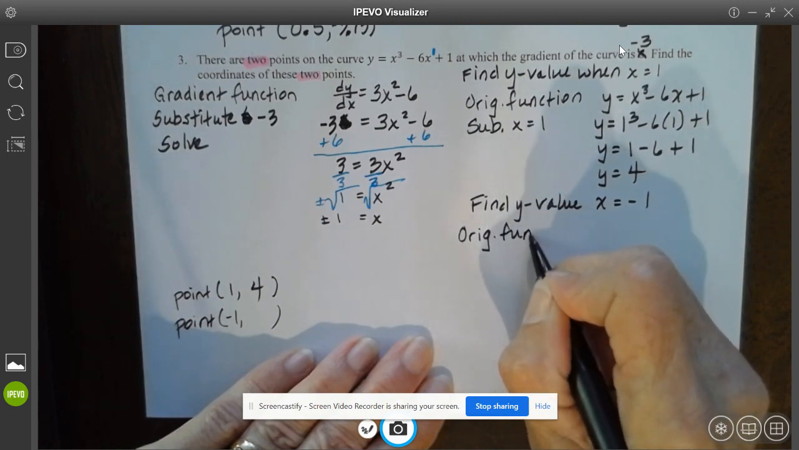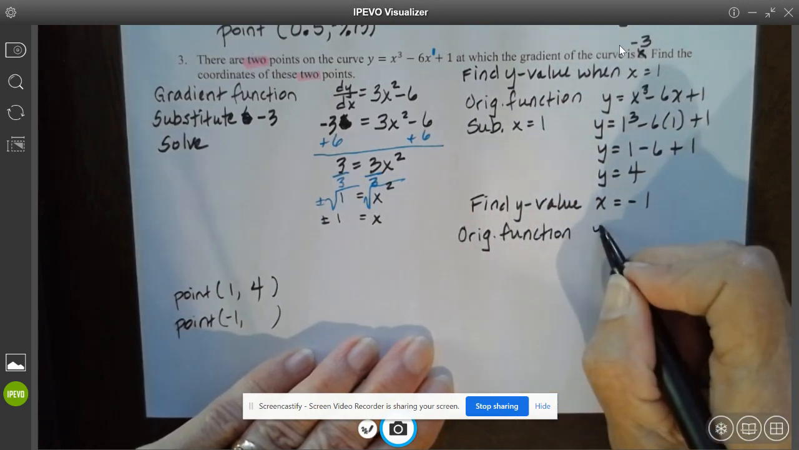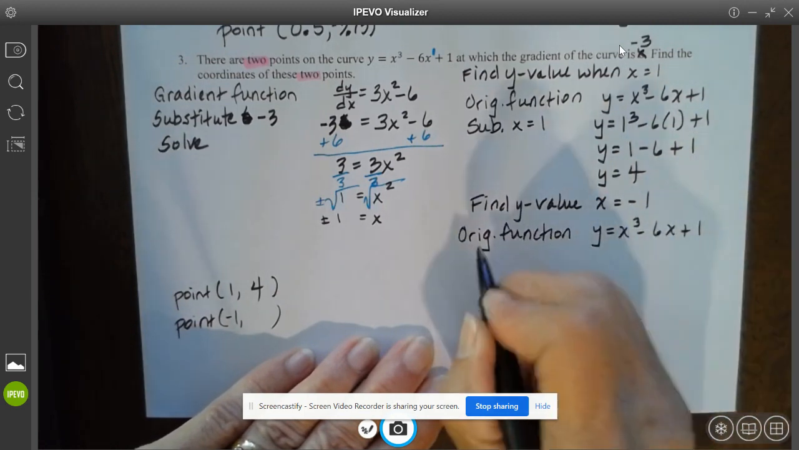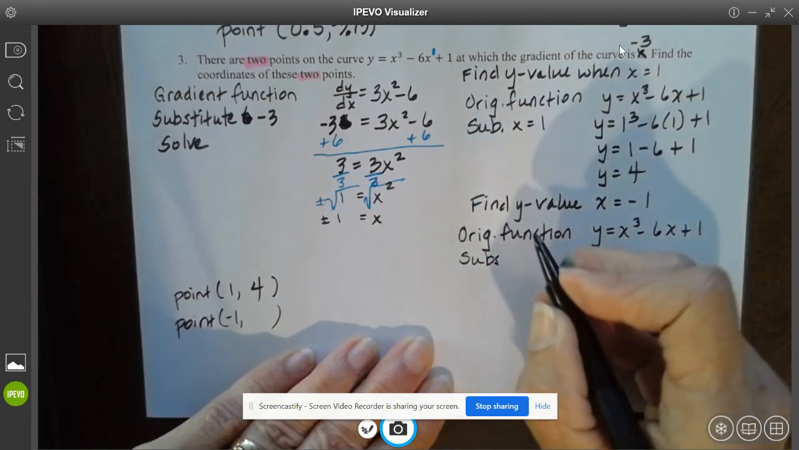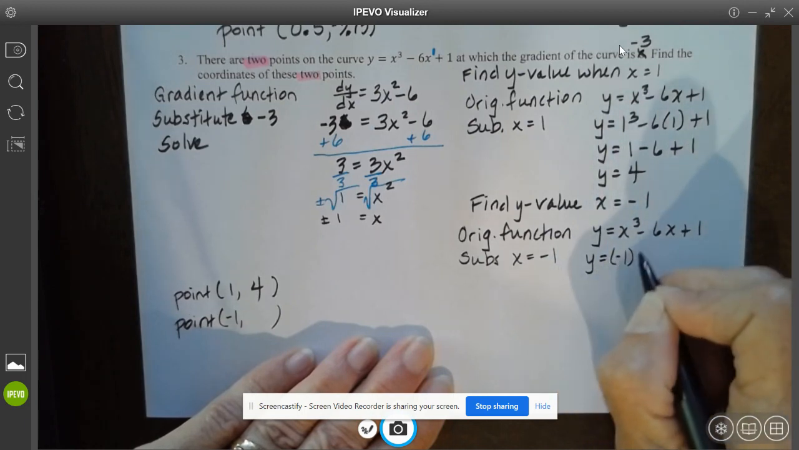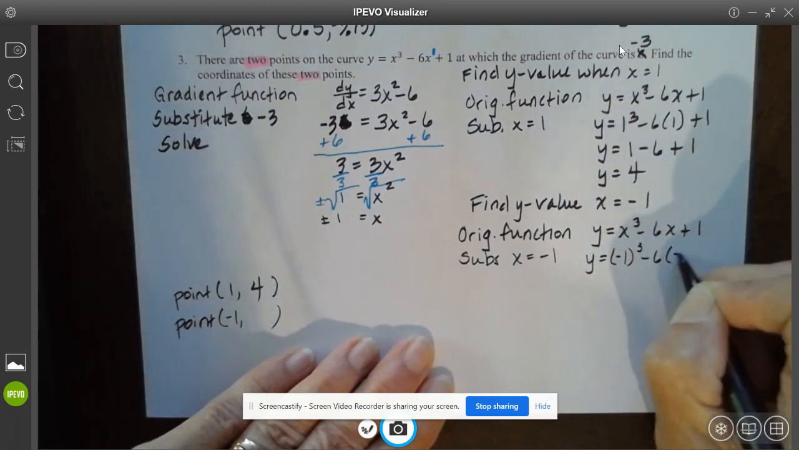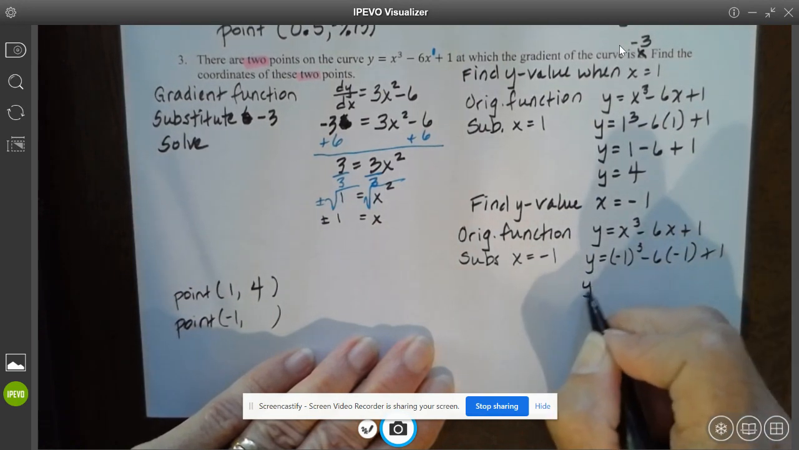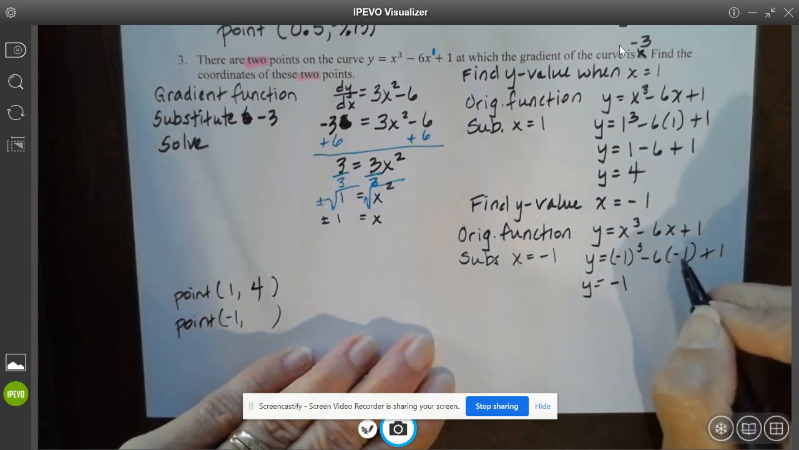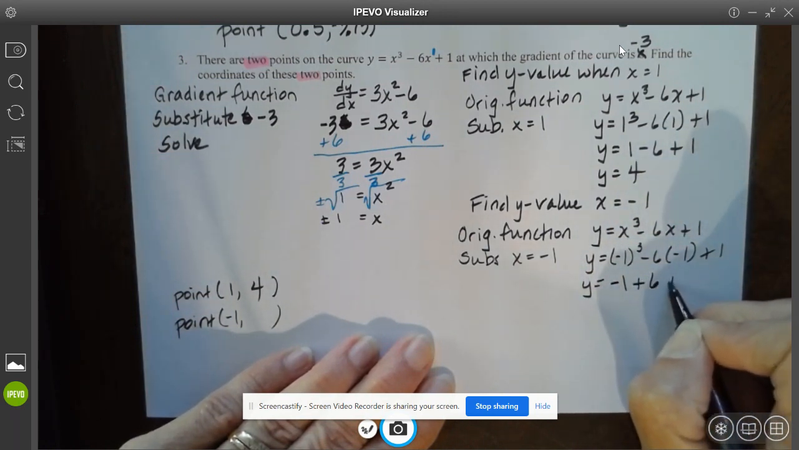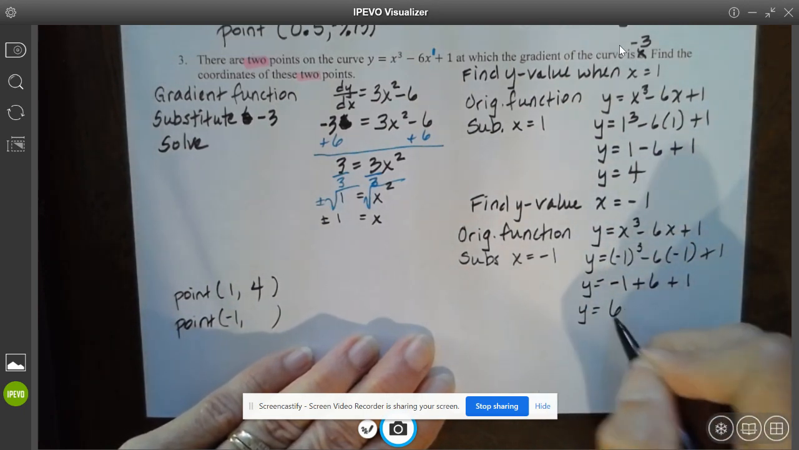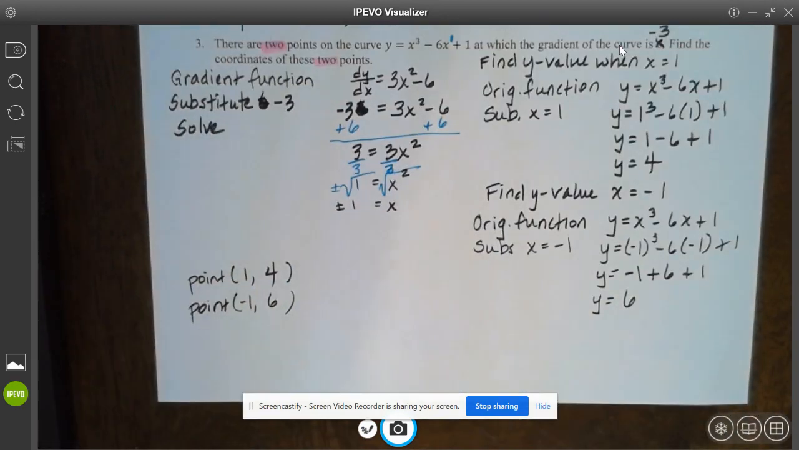Original function, y equals x to the third minus 6x plus 1. Substitute negative 1. So y equals negative 1 to the third minus 6 times negative 1 plus 1. Since this is negative 1 times negative 1 times negative 1, that's a negative 1. And a negative 6 times a negative 1 is a positive 6. Negative 1, positive 1 cancel each other out. So y is 6, and that's your final answer.